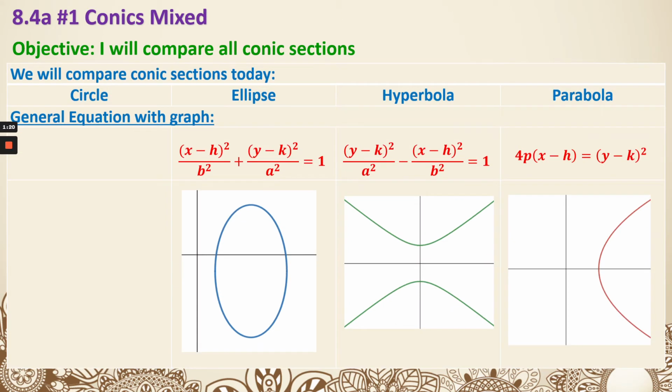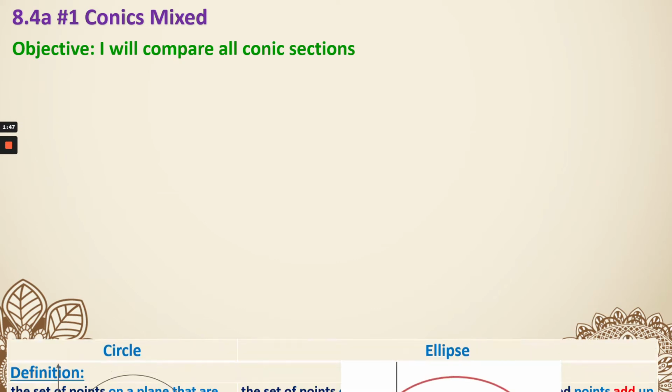Now here's more. Here's when things are oriented vertically, when the a squared is under the y minus k squared. Then that means they are going to be oriented differently. For the parabola, this is basically x equals y squared. We have learned y equals x squared is going to be facing up and down. Then, of course, x equals y squared is going to be facing left and right.